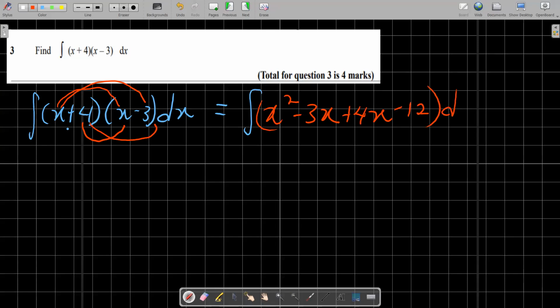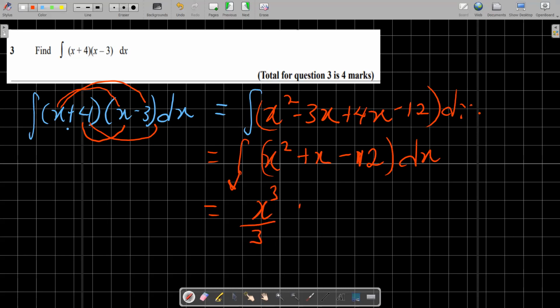Remember, you will still have to simplify this, which is going to be the integral of x squared minus 3x plus 4x, which is simply plus x, then minus 12. Remember, there is the dx when the integral symbol is there. Now, let us go straight to the integration. You have x raised to the power of 3 divided by 3 plus x raised to the power of 2 divided by 2 minus 12x plus the constant c as your answer, which in any way leads to 1 over 3 x cubed plus 1 over 2 x squared minus 12x plus the constant c.